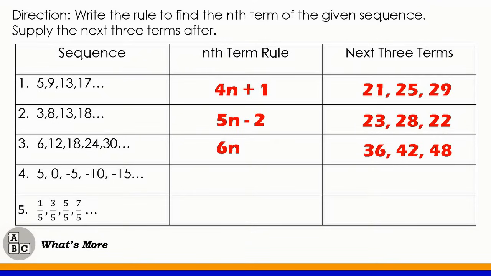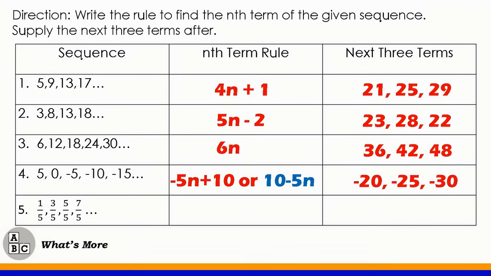Number 4: 5, 0, negative 5, negative 10, and negative 15. The nth term rule here is negative 5n plus 10, or 10 minus 5n. And the next 3 terms are negative 20, negative 25, and negative 30. Number 5 is 2n minus 1 over 5, and our next 3 terms are 9 over 5, 11 over 5, and 13 over 5. So try to check your answers there for the What's More part of your module. So these are the correct answers.